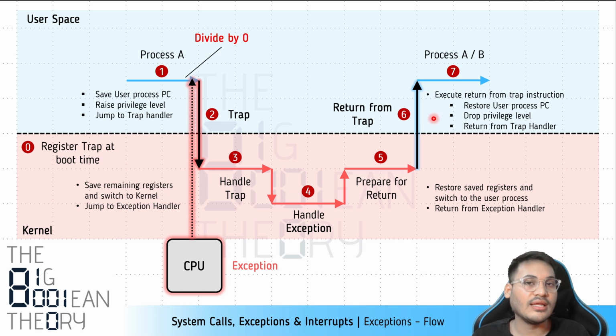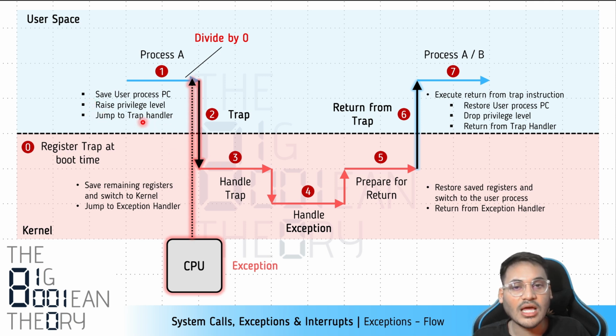So let me quickly summarize the overall flow. Here you can see the first step is that the process, let's say process A, was executing. Then it did something which it was not supposed to do. An error or an unexpected event occurred, which was detected by the CPU. The CPU detected the exception and immediately caused a transfer of control to the operating system. So it saved the program counter, raised the privilege level to kernel mode, and jumped to the trap handler.